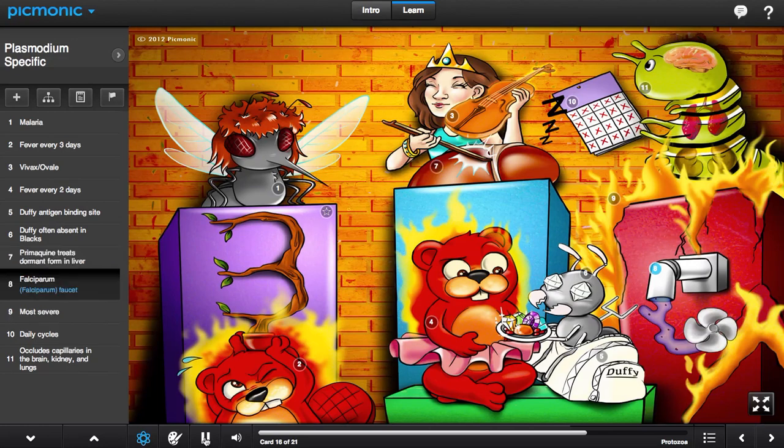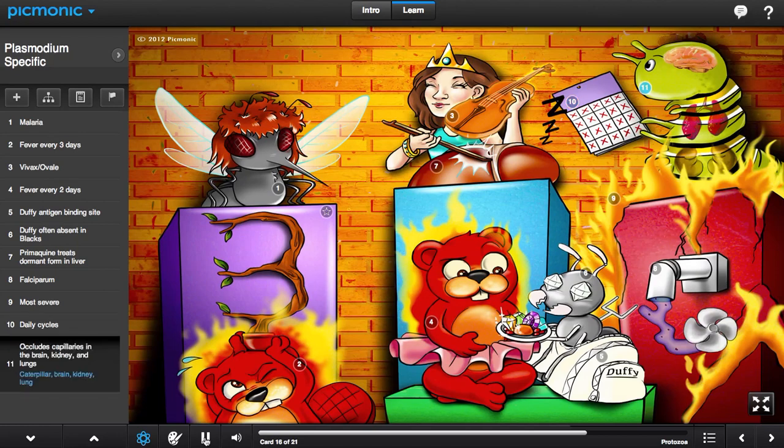Plasmodium falciparum, shown by the podium with the faucet, is a species that causes the most severe symptoms, illustrated by the podium on fire. Individuals with Plasmodium falciparum typically experience daily cycles of fever, shown by the calendar with every day checked off.